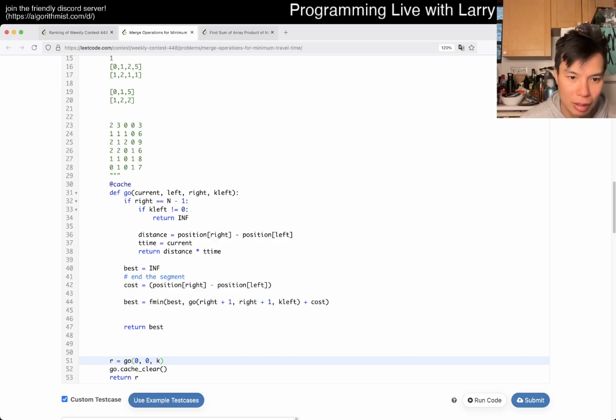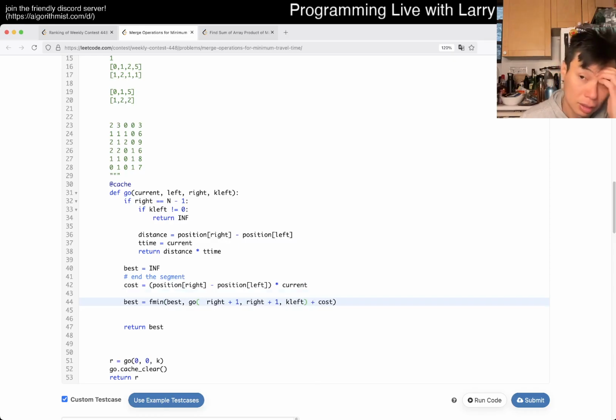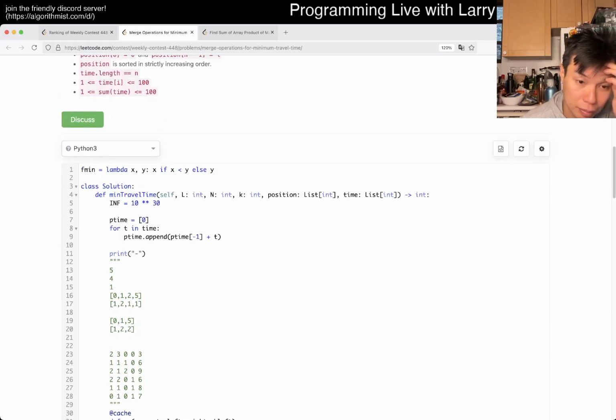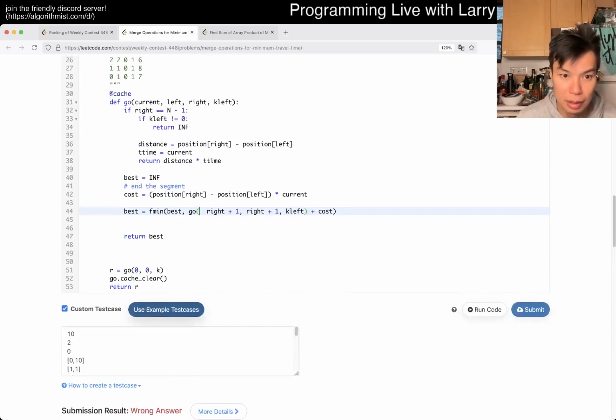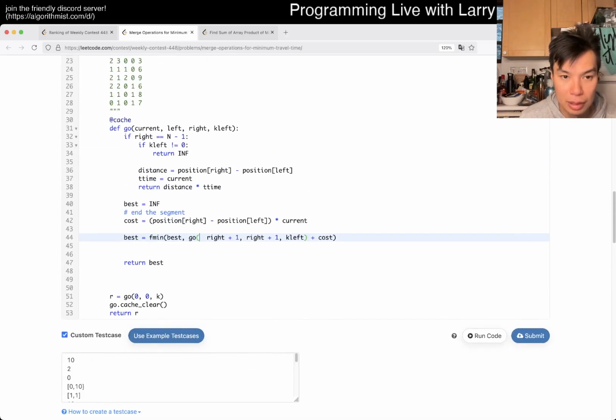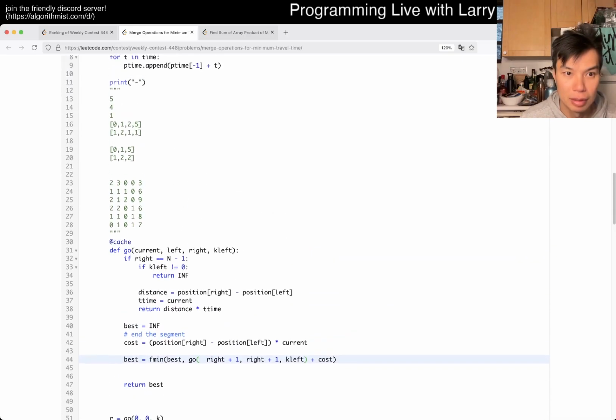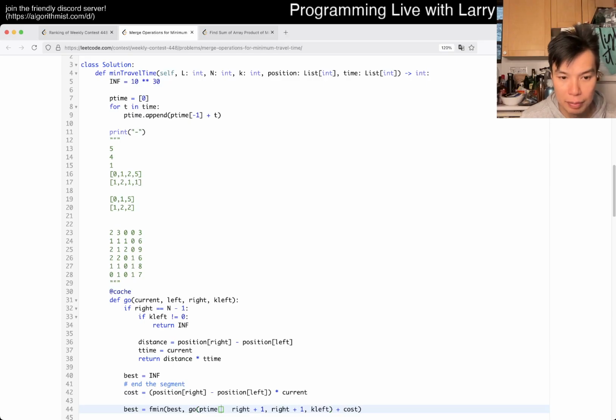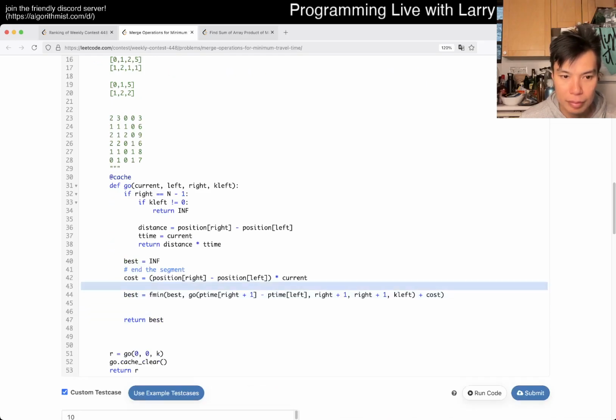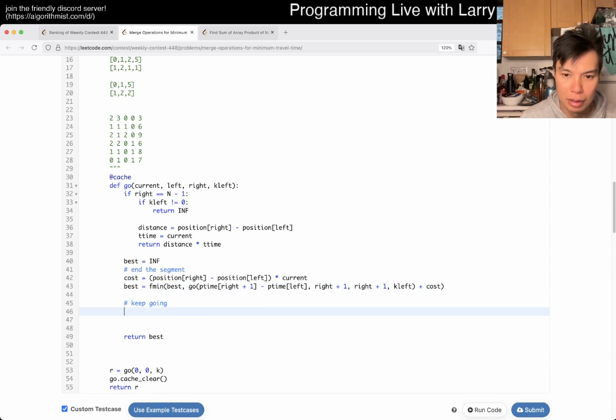So how do we kick it off? I don't even know. But yeah. Okay, fine. It's going to be this times current. But then now the current updates to be the sum of this stuff, right? I think so. Now this is the p time stuff, so it's almost one delay kind of thing. Right +1 minus p time of left, so something like this. And then now keep going, it's going to be k left, right?